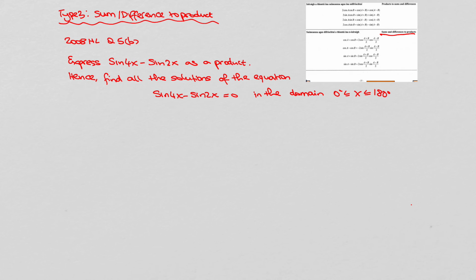So the first thing it says here to do is to write sine 4x minus sine 2x as a product. Okay, so we're going to take sine 4x minus sine 2x. We'll write A over the first angle and B over the second angle. And this is to help us identify which equation we're going to use. So we're looking for sine A minus sine B. So that's the last one here on our list on page 15. So in other words, that's going to be 2 cos half the sum, sine half the difference.